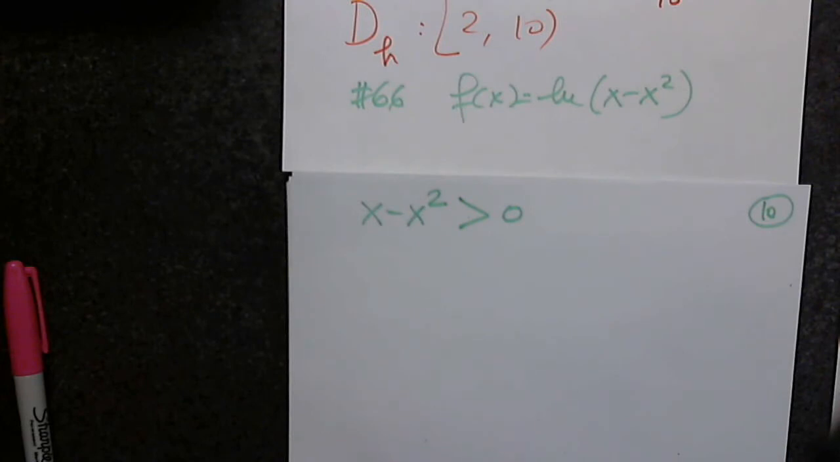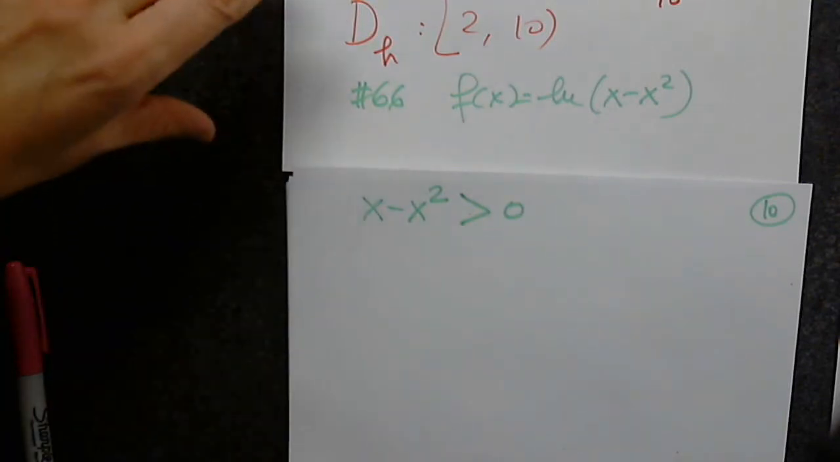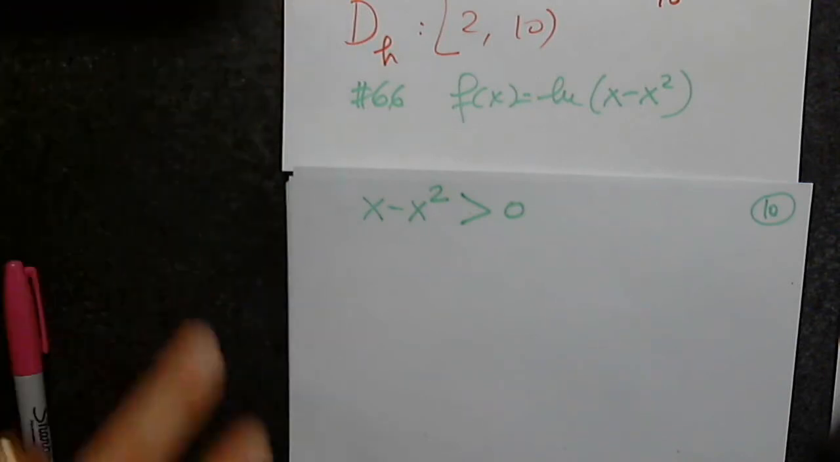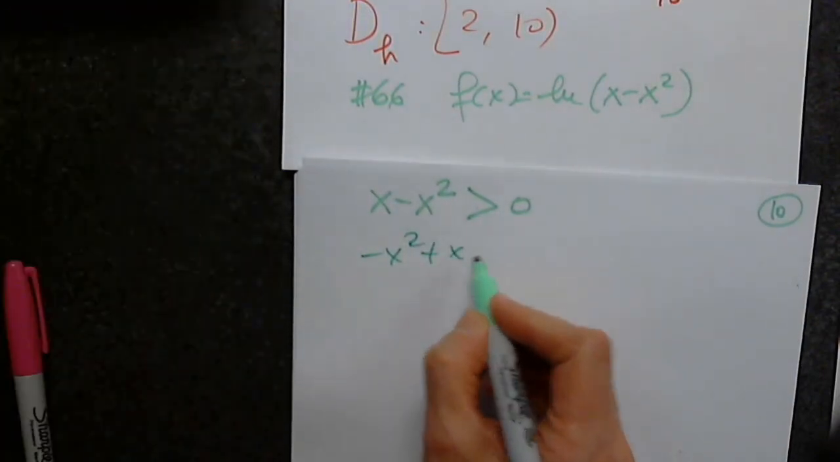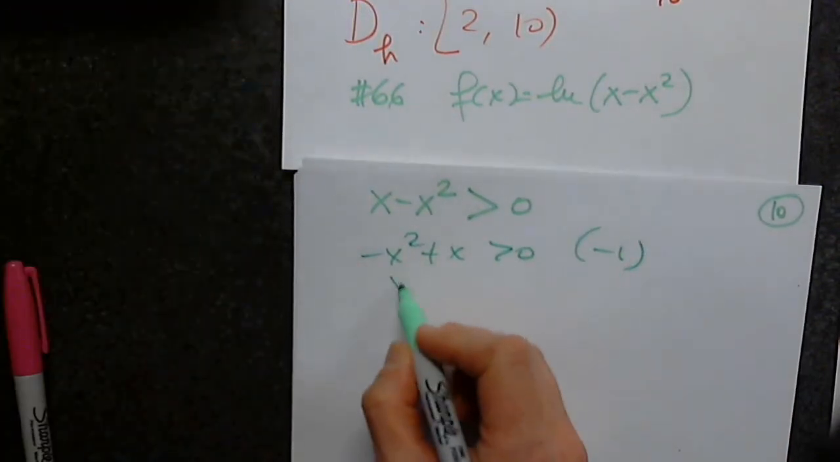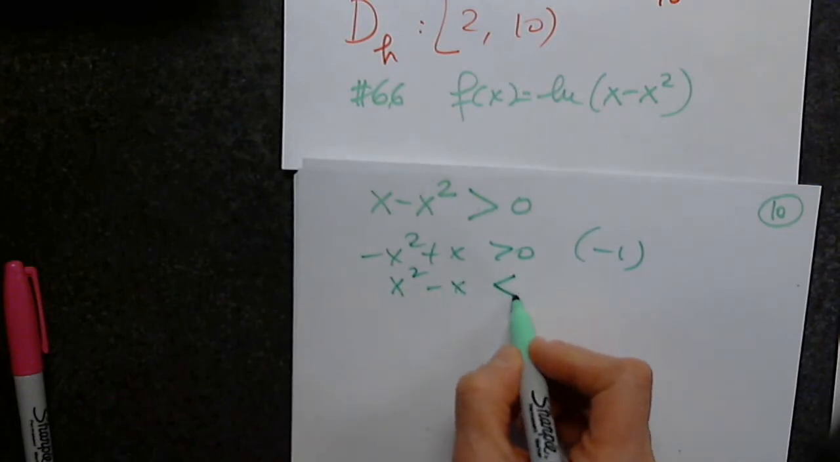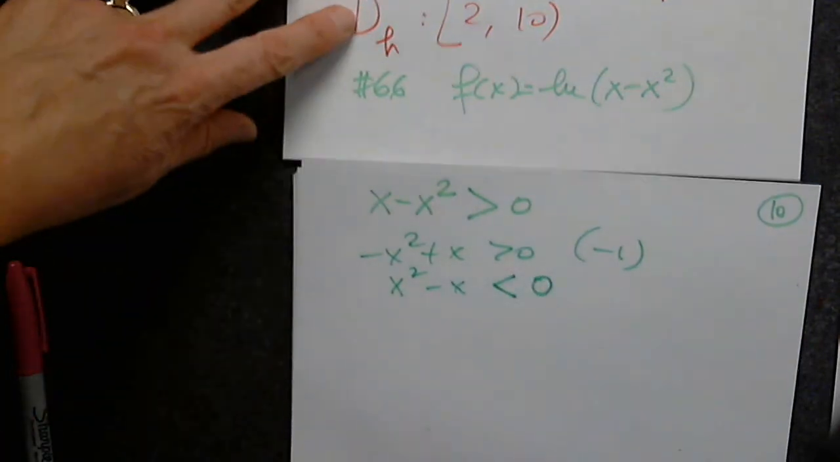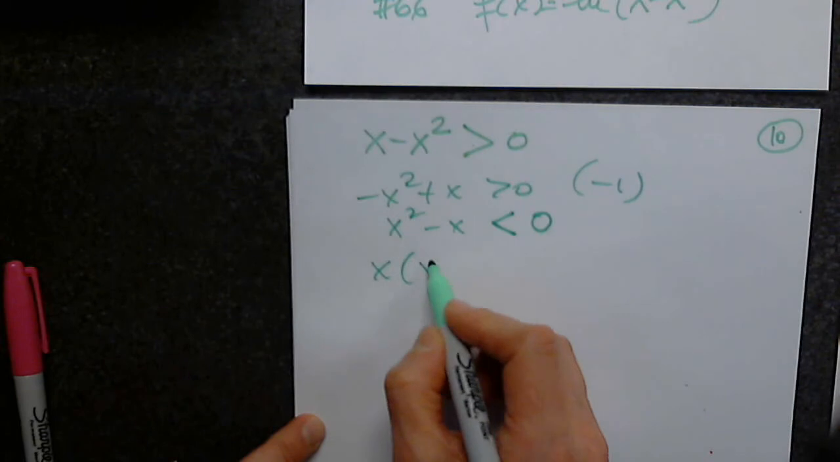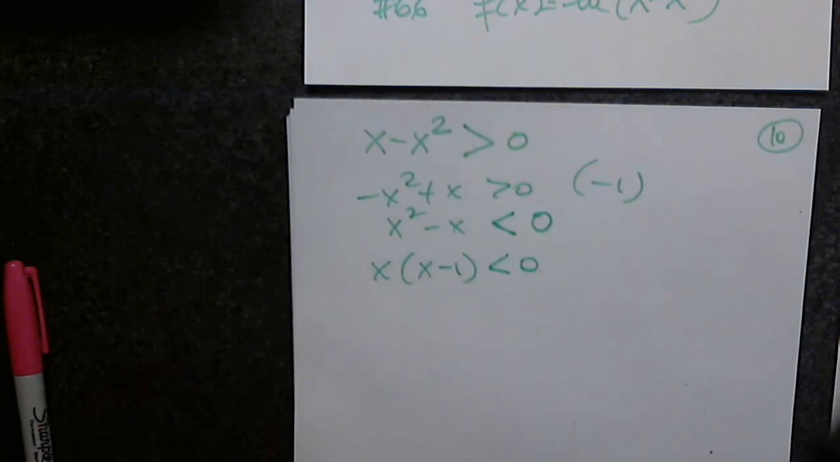Yes. So these are valid in everything. So: factor, simplify, descending order, factor out -1. This is always the same pattern, the same theme. So negative x squared plus x greater than 0 becomes -1 times (x squared minus x) greater than 0, which gives x squared minus x less than 0. And yes, x times (x minus 1) less than 0.